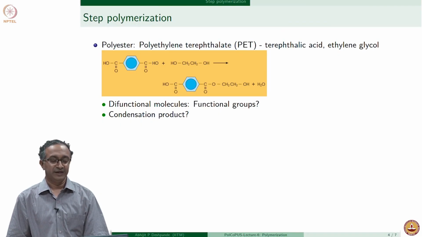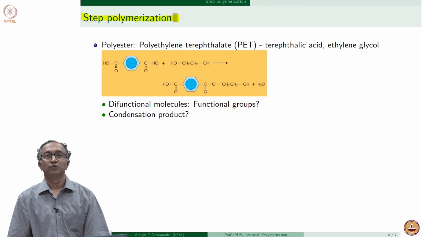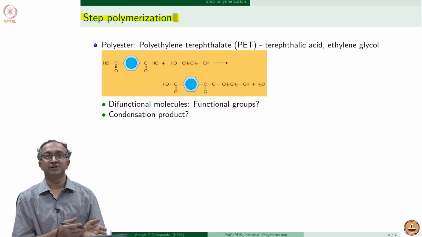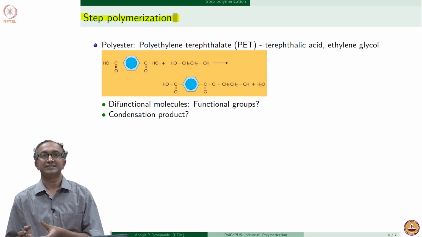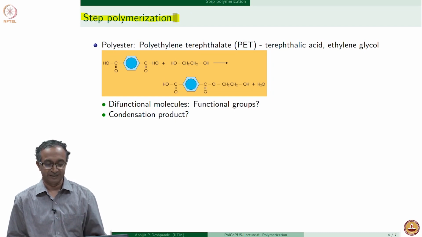Let's begin by looking at an example of step polymerization. Why do we call it step? Because in this case, monomer and monomer react, then a dimer is formed, then dimer and monomer again react, and a trimer is formed, and so on. So this is a reaction where an N-mer and an M-mer react to give you an (N plus M)-mer. And it is a reaction which happens step by step.